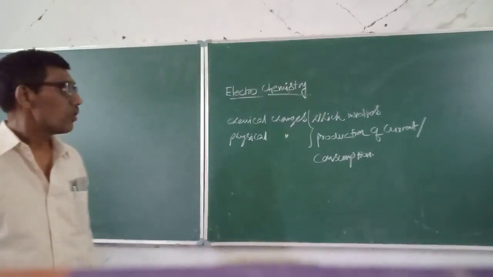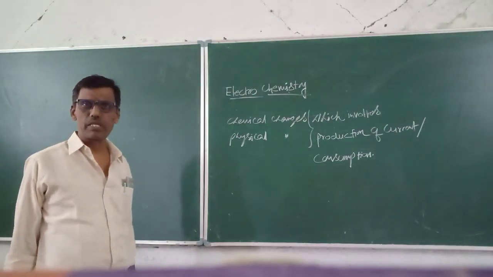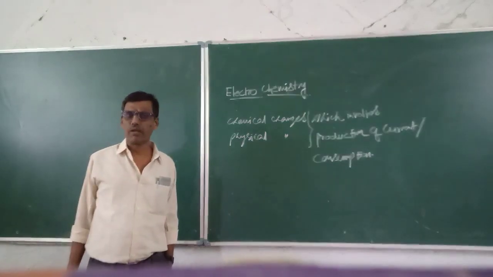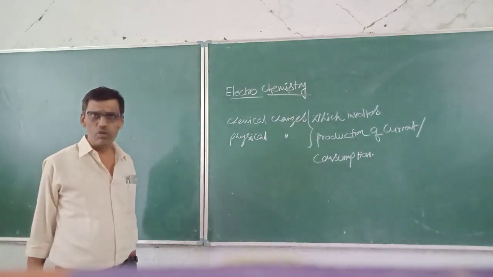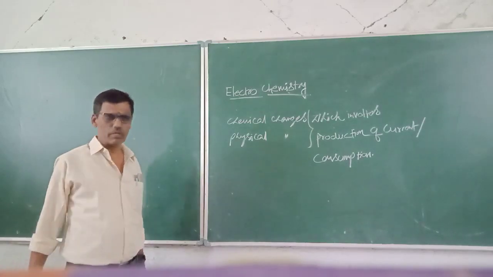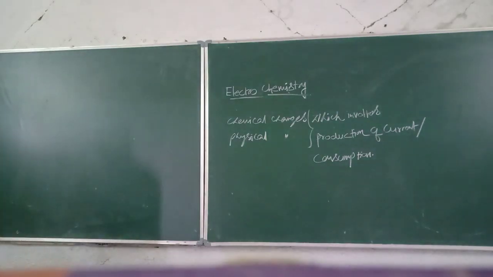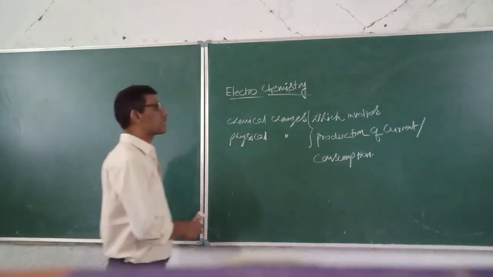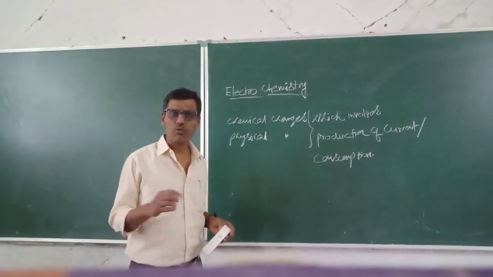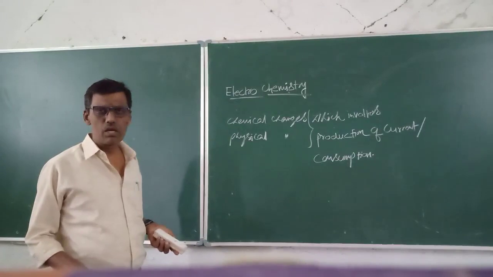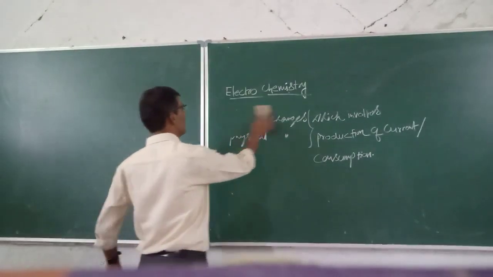Consumption is using current. So both these, the changes that occur in the production of current or in the consumption of current, may be physical change or chemical change. Electrochemistry deals with these kinds of changes. It involves two types of arrangements, for production of current and for consumption of current. We have to note the chemical or physical changes in the production of current or in the consumption of current.